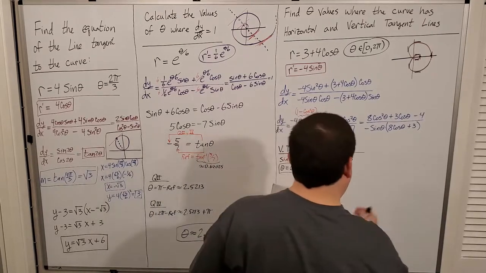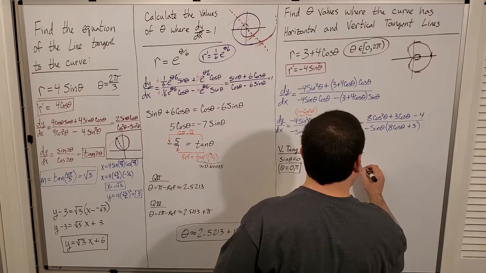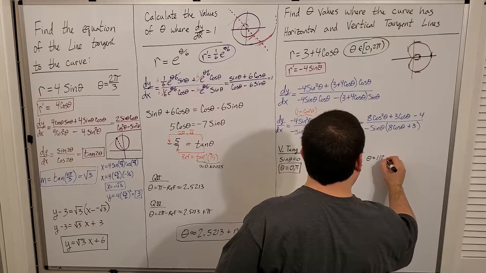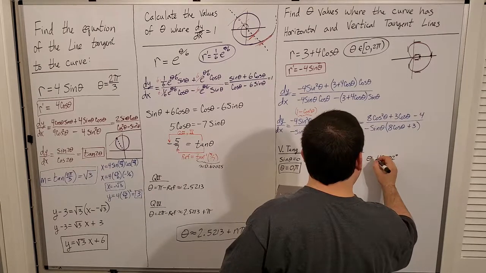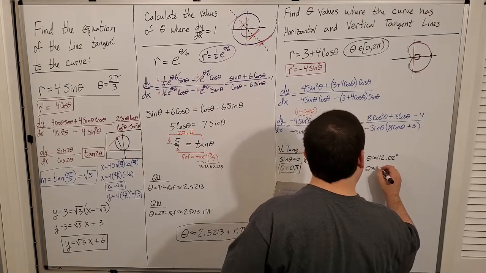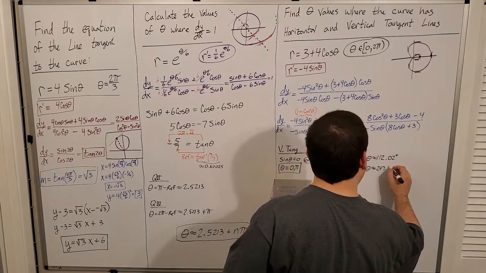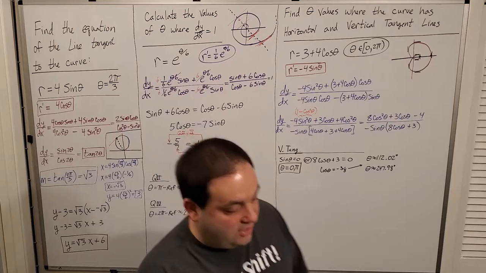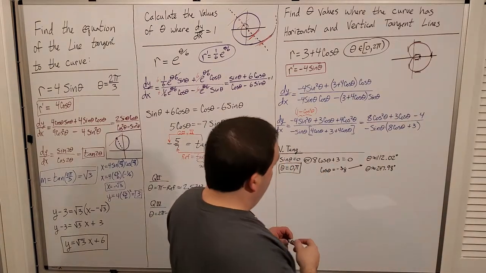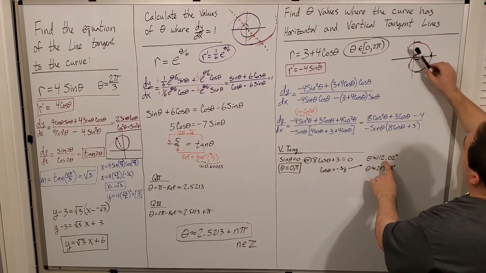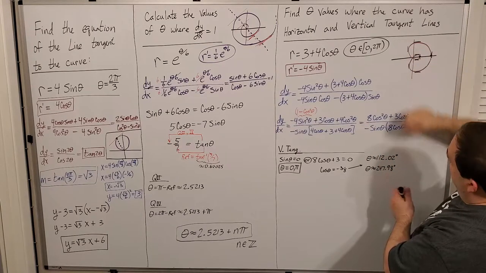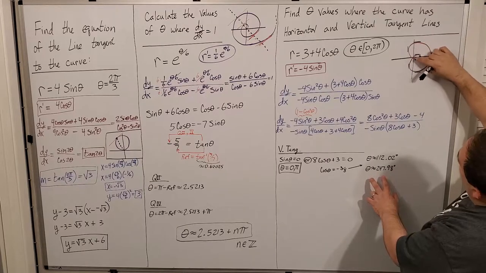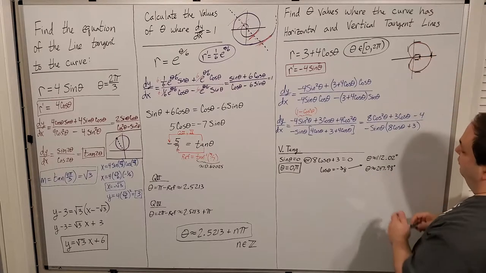I'm starting with the degrees right here. So from this one, I have 112.02 degrees, that theta is approximately. And then the other one is 247.98 degrees. Now I wrote these in degrees just to give you the visual side here. As you can see, the 112 degrees is when theta is here, pointing out this way to this point. And then the 247, you can see it's pointing down this way to this point right here. So those are my other two vertical tangents.